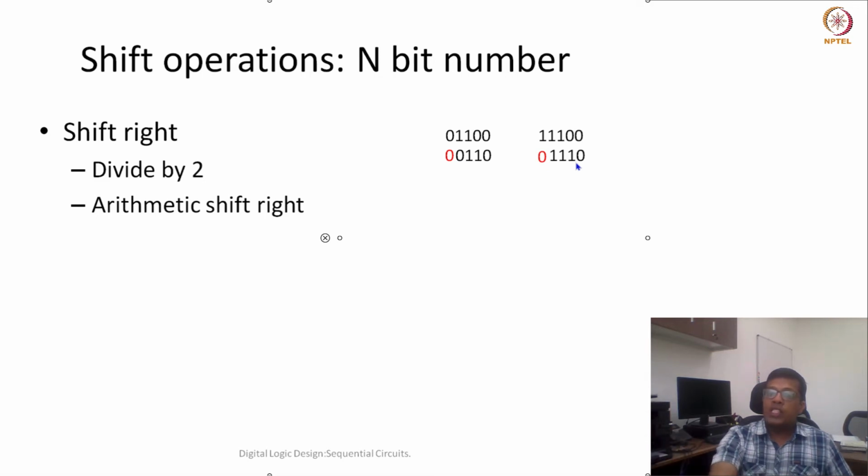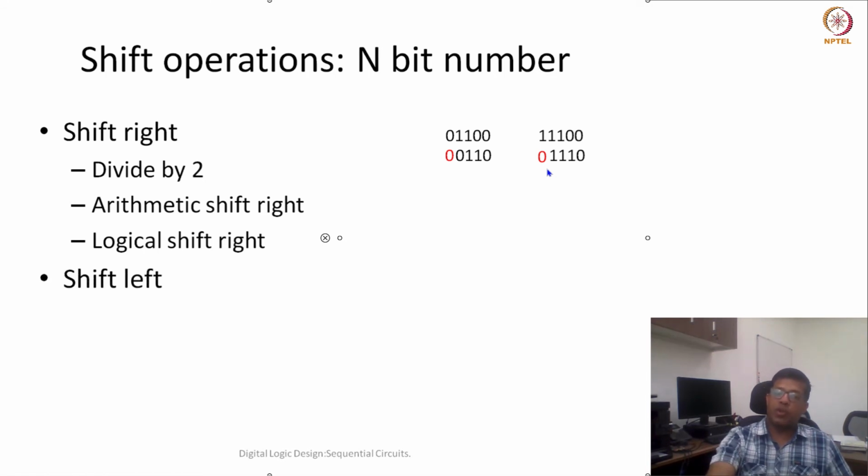So if it is an unsigned number, then we call it logical shift right. In case of logical shift right, whatever we are filling here is always 0. But in case of arithmetic shift right, whatever is the most significant bit of the input number, that would be replaced in the shifted number also. So this was the shift right operation.